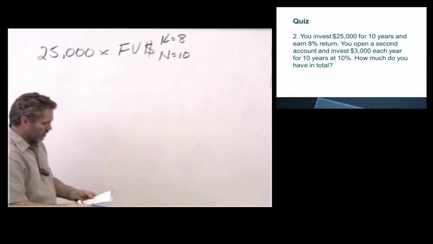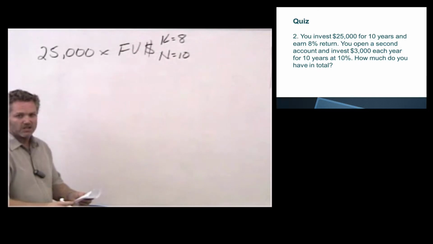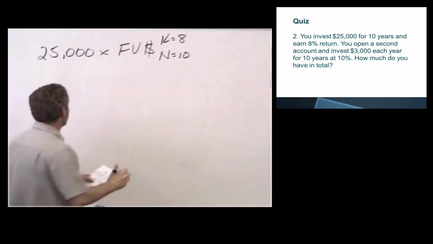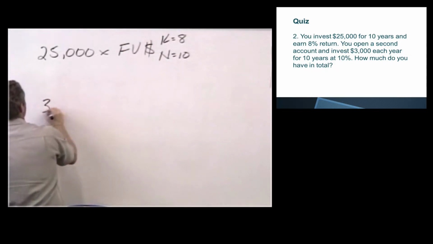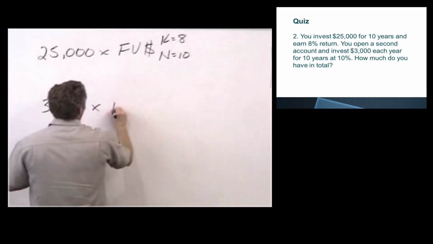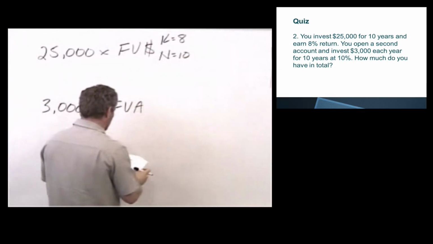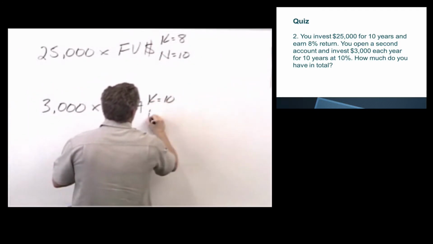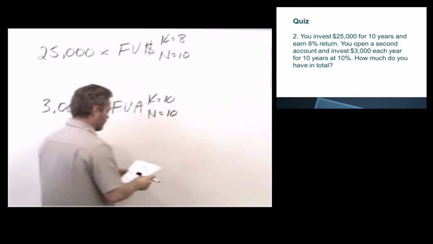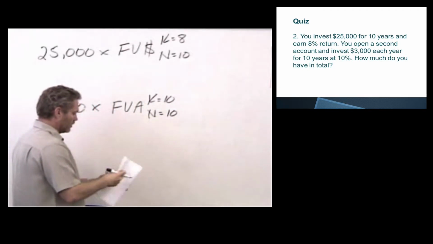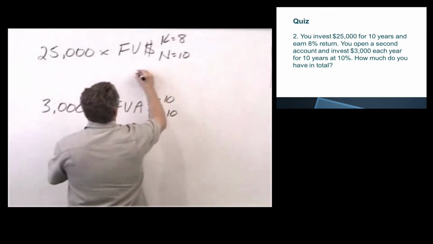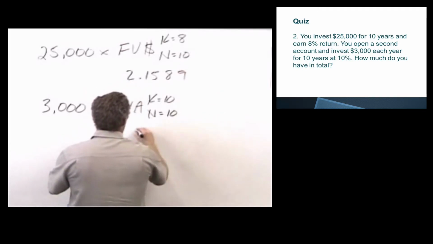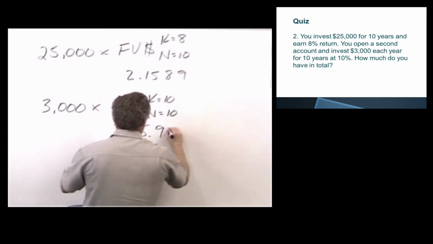The second part of the question, in our second account, you invest $3,000 each year. So each year is several payments. So this is going to be an annuity. So I go $3,000 times future value of an annuity, K equals 10, N equals 10. We look up the factors for each of these. And so the first one is 2.1589. And the second one factors 15.937.